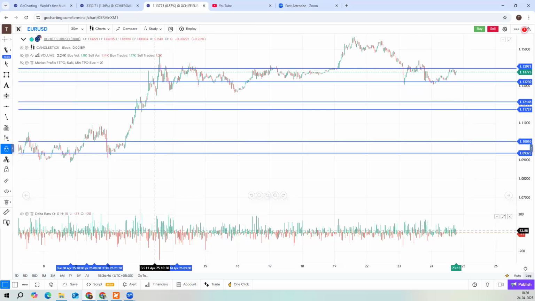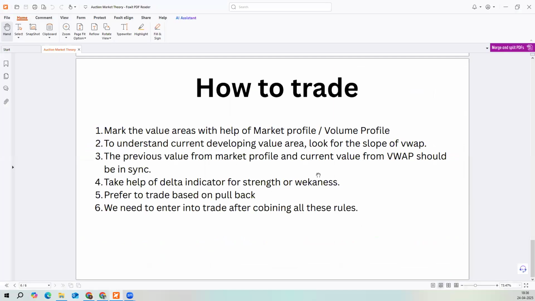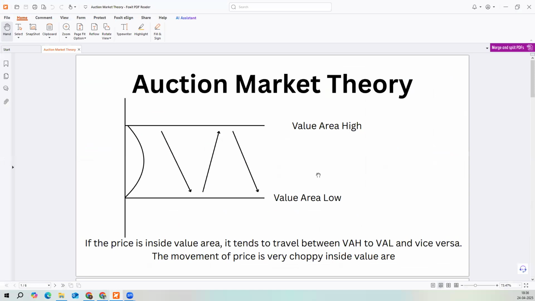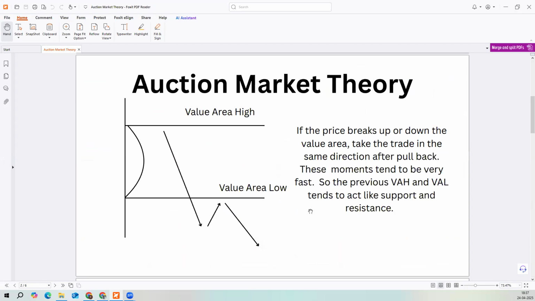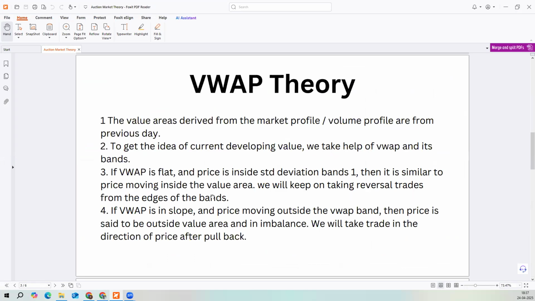Now let's again quickly revise our rules. So what are our rules, guys? This is our auction market theory rules. Inside a value area, we can keep on taking reversal trades from value area high to value area low. However, if market breaks down from a value area, we can take trade in the same direction after a pullback is there. So the breakout or breakdown candle should be with a high delta and pullback candle should be a low delta.